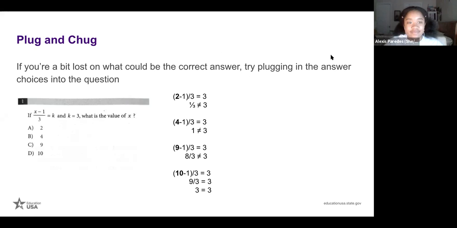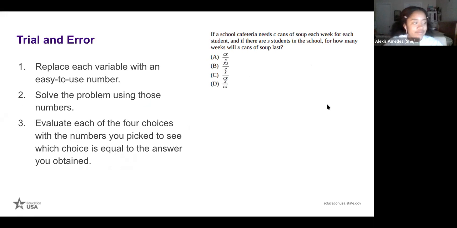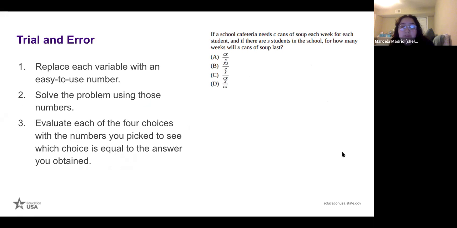So next one, trial and error. I guess this is similar, but this time it's replace the end of each variable with an easy to use number. And then you're going to solve the problem using those numbers. And you will evaluate each of the 4 choices with the numbers you picked to see which choice is equal to the answer you obtained. So here's an example on the right.